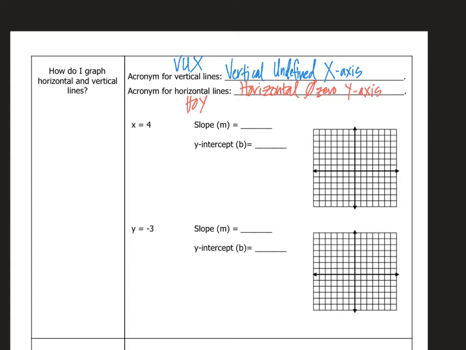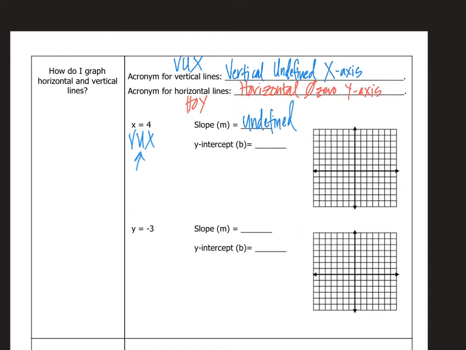So this first one, we have x equals 4. So this is a vertical line because it says x equals. So we have VUX, V-U-X. Okay, so my slope is undefined. That's what that U stands for. So I'm going to write undefined right here.